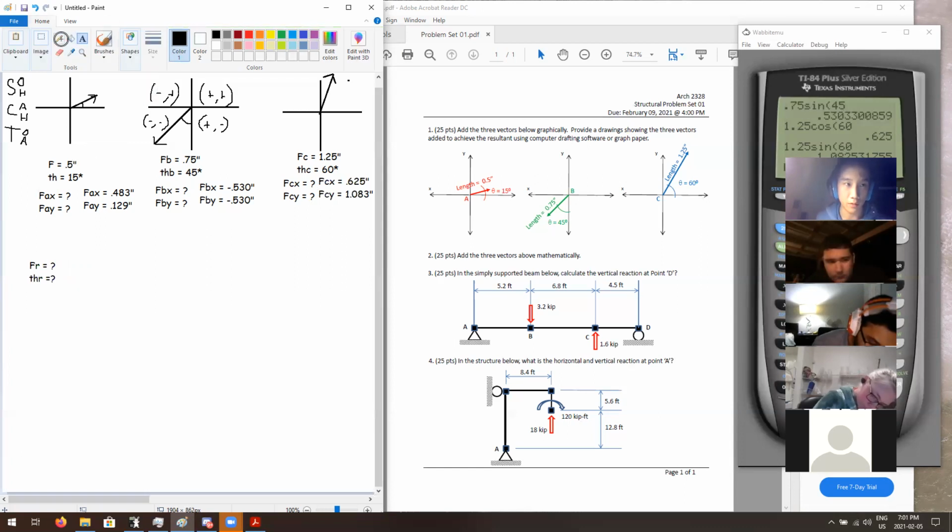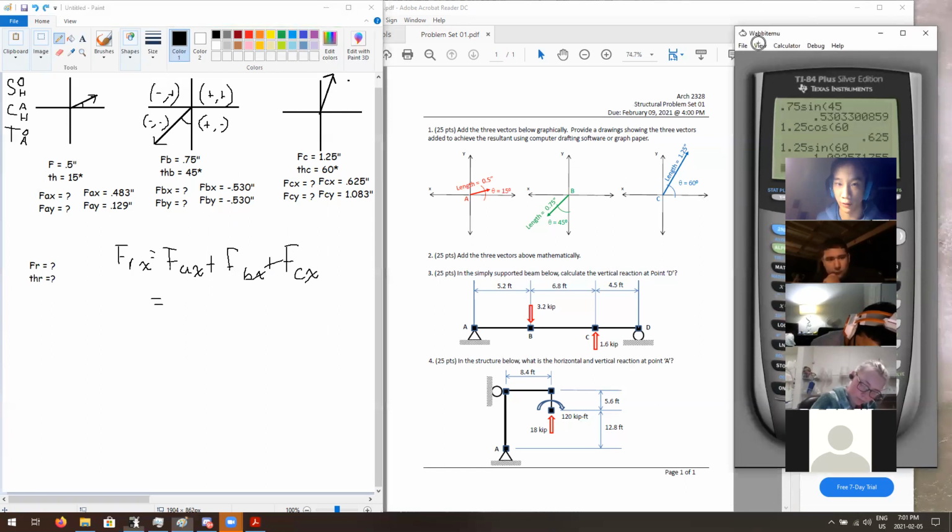So let's start off by adding all the x's together. F sub R x equals F sub A x plus F sub B x plus F sub C x. We grab that one, and that one. Be sure to minus this from what you're adding because it's negative. So we could just do that in our calculator.